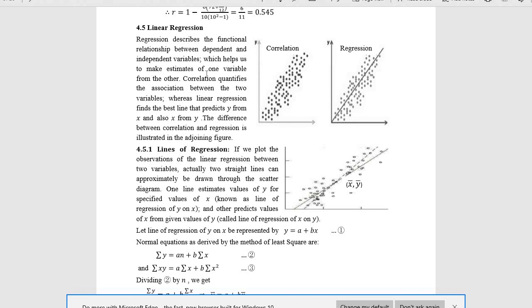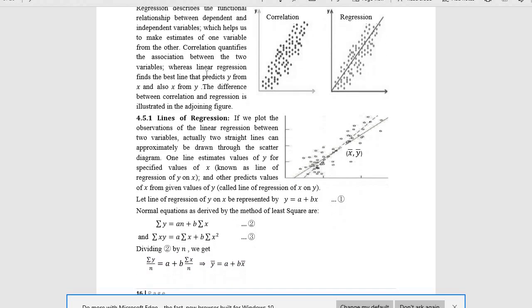Regression is a relationship between an independent variable and a dependent variable, which helps us make estimates of one variable from the other. If I know y is equal to f of x, at x is equal to x naught, what is the y value? That is regression between the two variables. Linear regression finds the best line that predicts y from x and also x from y. For x from y, x is the dependent variable and y is the independent variable. For y from x, y is the dependent variable and x is the independent variable. Once I know the independent variable value, I can predict the dependent variable very easily.